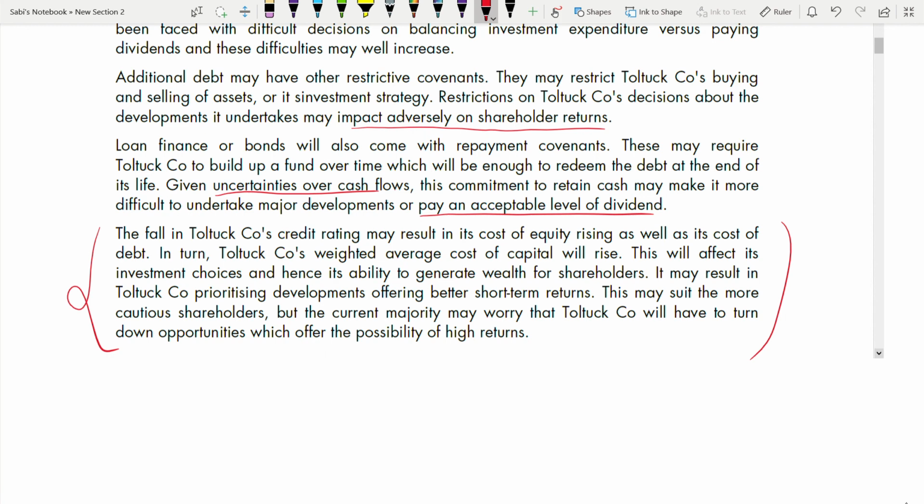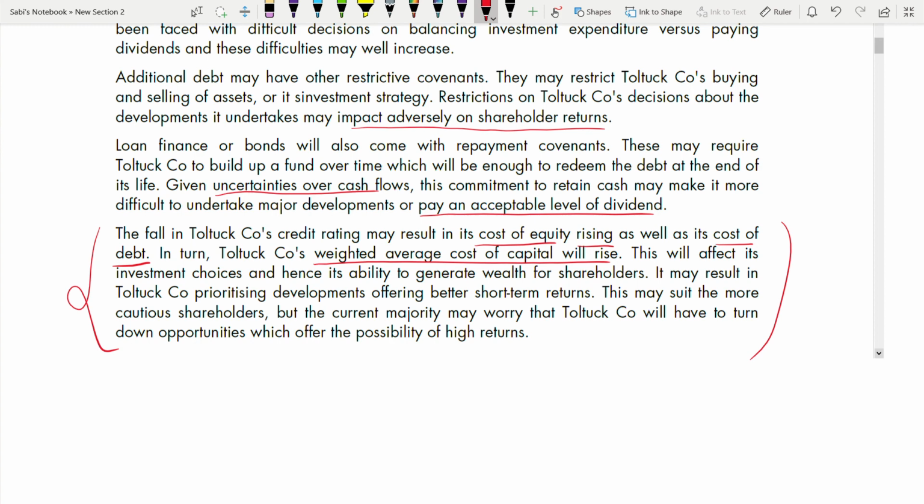So a fall in the company's credit rating may result in its cost of equity rising as well as the cost of debt. Cost of equity, cost of debt rising. Both are rising. In turn, Toltuck's WACC will rise. So even its WACC will rise, because WACC is built from cost of equity and cost of debt. If those both rise, WACC also will rise. This will affect its investment choices and hence its ability to generate wealth for shareholders.